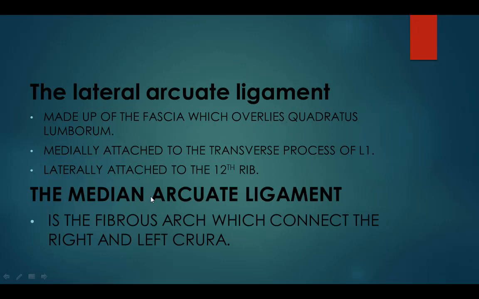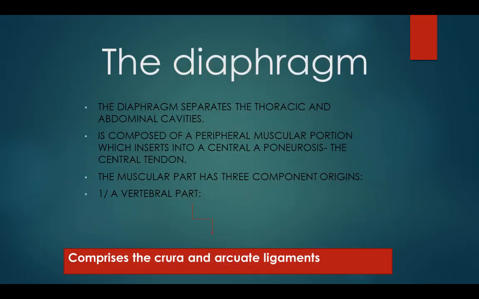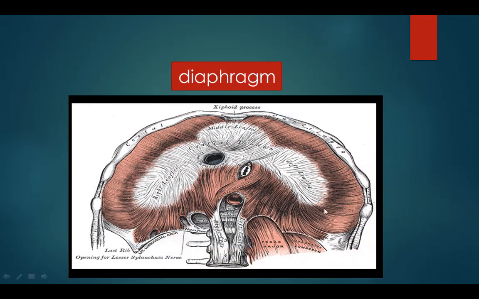The median arcuate ligament is a fibrous arch which connects the right and left crura. So this is the median arcuate arch.